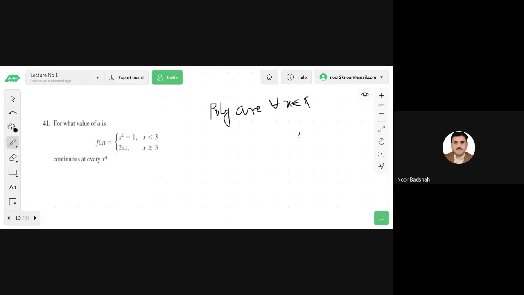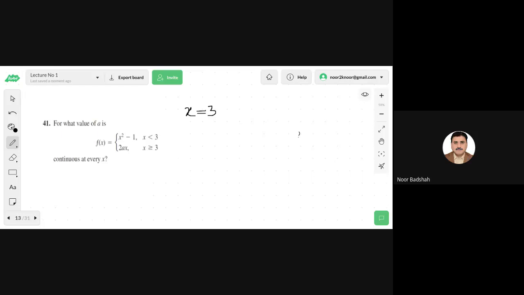This is a general statement. Polynomials are continuous everywhere in their domain. If you see here, in this case for x less than 3 and x greater than 3, we are having polynomials. You see, x square minus 1 is a polynomial, 2ax is a polynomial. So these functions are continuous everywhere. So we would check only continuity at x equal to 3, or we would make this function continuous at x equal to 3, right?